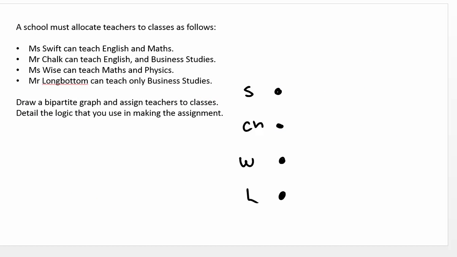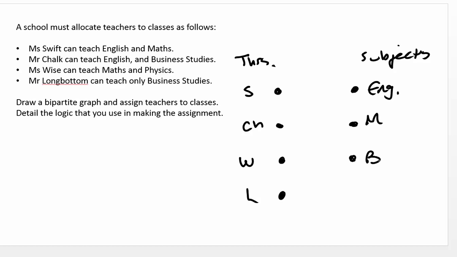So in setting up this next bipartite graph, I'll put the teachers on the left and I'll put their subjects on the right hand side. Now I'm just putting these in the order in which I see them. So the English, the maths, the business studies, and looks like physics running down the right hand side.